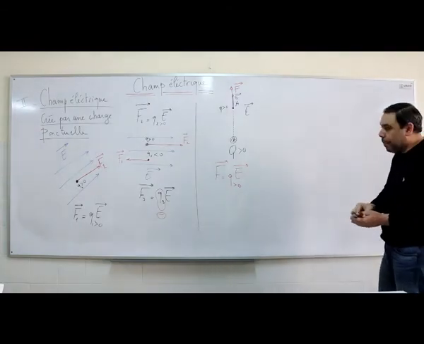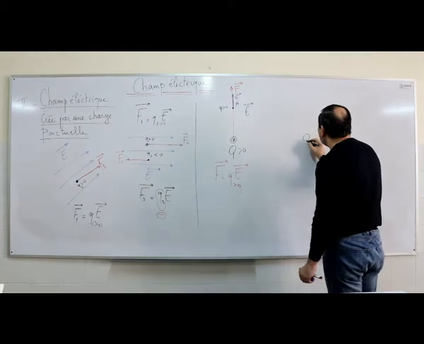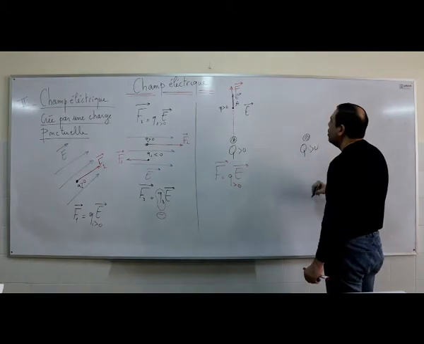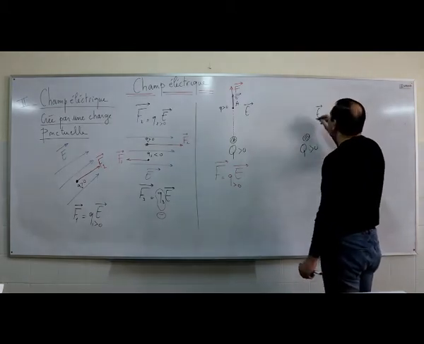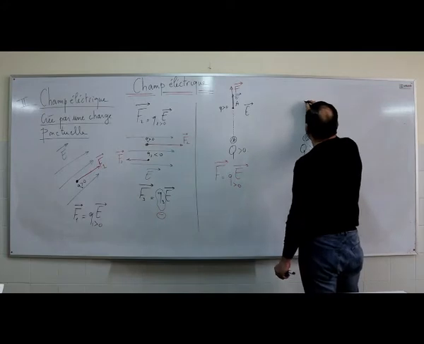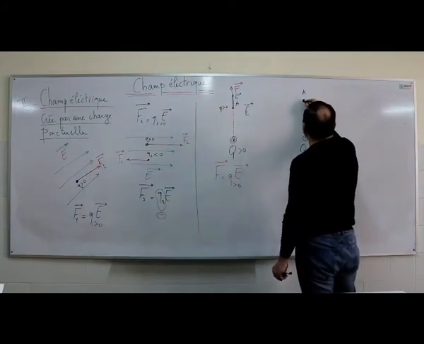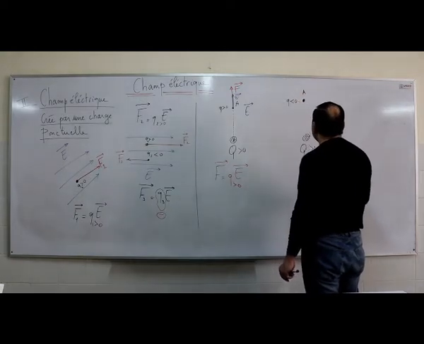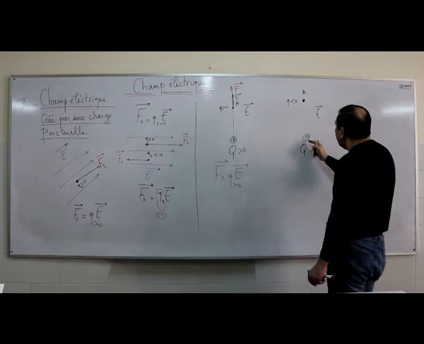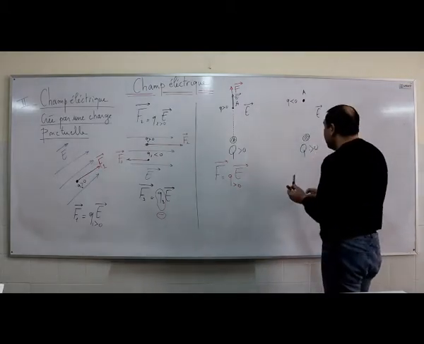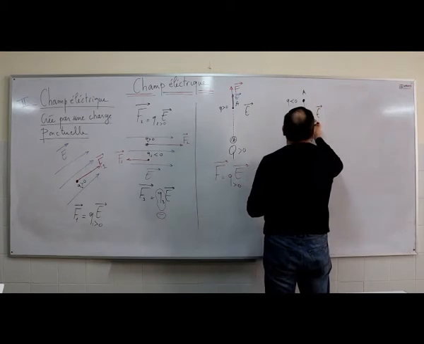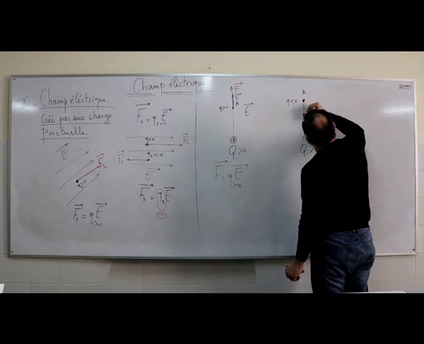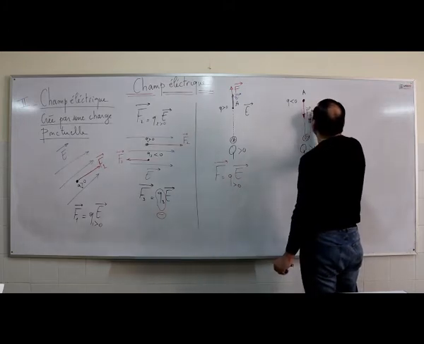Let's take another example. The same point charge Q, which is also positive, creates in its vicinity an electric field E. If we place at a point A a point charge q, but negative in this case, these two charges will attract each other by an electric force. So Q attracts small q by an electric force F.